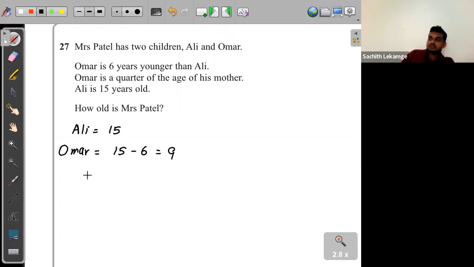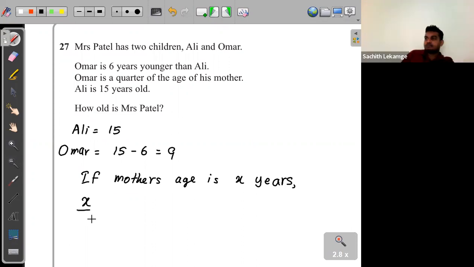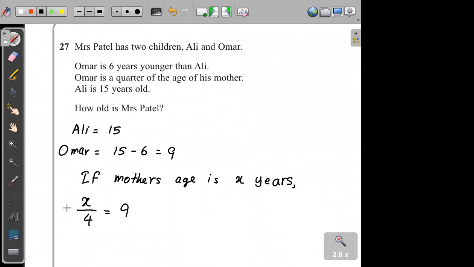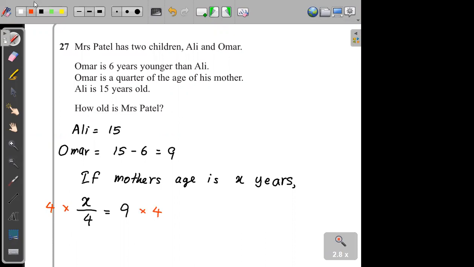Omar is a quarter of the age of his mother, which means if mother is X years, then X divided by 4 is equal to 9. Quarter means 1/4. So mother's age divided by 4 equals 9. You know what to do to take the 4 to the other side. We should multiply this side by 4, this side also by 4. Then the 4s cancel out.